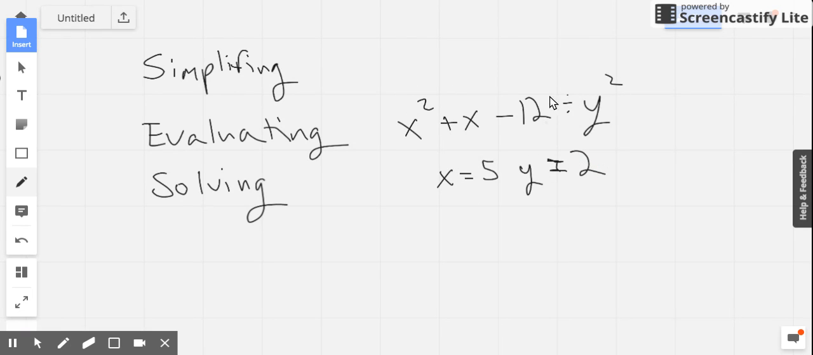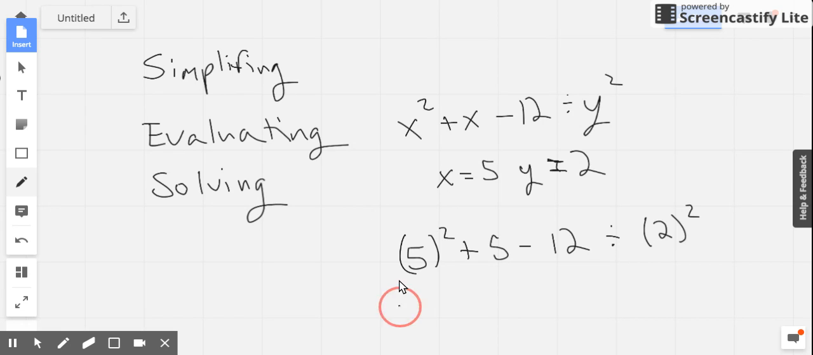Now I can replace x and y in this expression with what they're equal to. So 5 squared plus 5 minus 12 divided by 2 squared. Notice that when I plug in for a variable, I use these parentheses just to make it clear that there used to be a variable there, and now I'm replacing it with a number. And this is the first step to evaluating. Now, to finish evaluating, we have to actually go through and simplify what we have left.